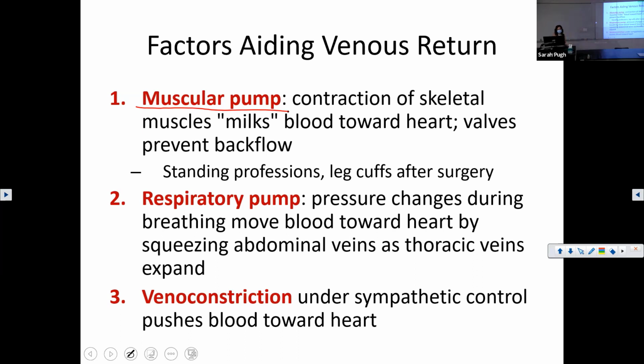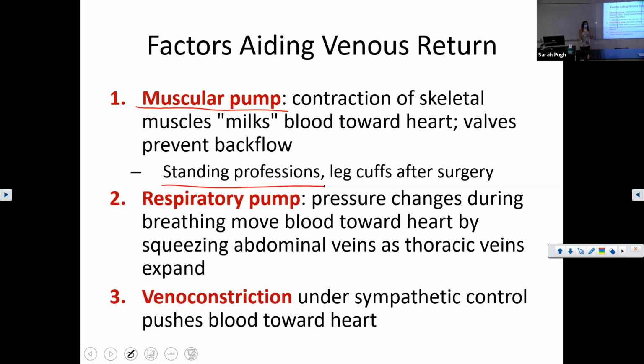This is also why people, remember we talked about varicose veins, we talked about hemorrhoids, people who stand a lot of times, if they're not standing in one place and they're not moving, that means their muscles are not helping to milk that blood back to the heart, and it can lead to varicose veins. So this is why standing professionals a lot of times will wear support hose.